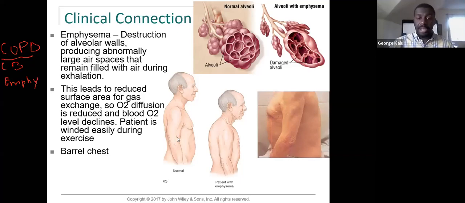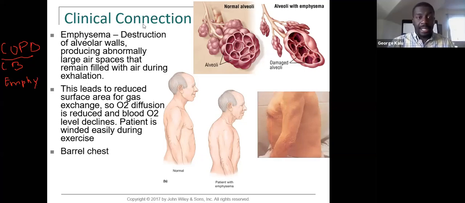So here, this is what a normal person's chest should look like. But in someone with barrel chest, you can see the muscles around their chest and their abdomen and their back become a lot thicker and a lot more pronounced. The reason for that is because they have to expend more effort to help breathe. Their breathing muscles become a lot more used and a lot larger because they have a harder time breathing. So this is emphysema. Again, this is due to the alveolar walls getting destroyed, and they remain open during exhalation.